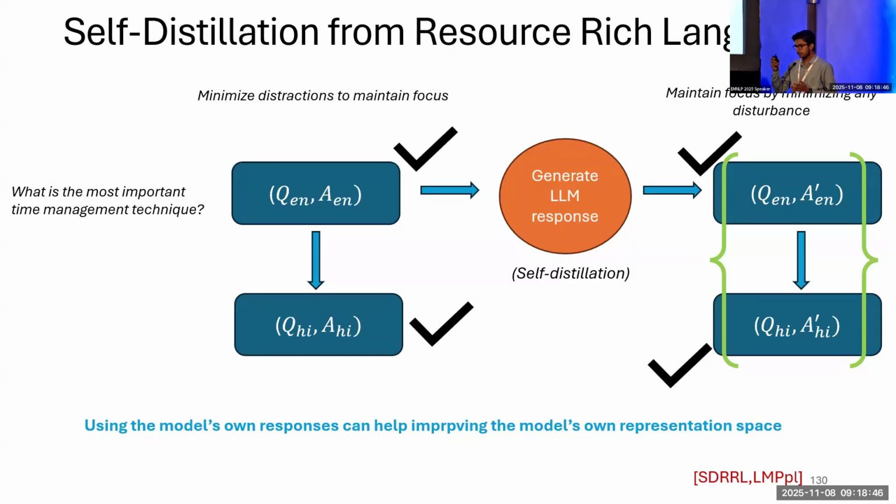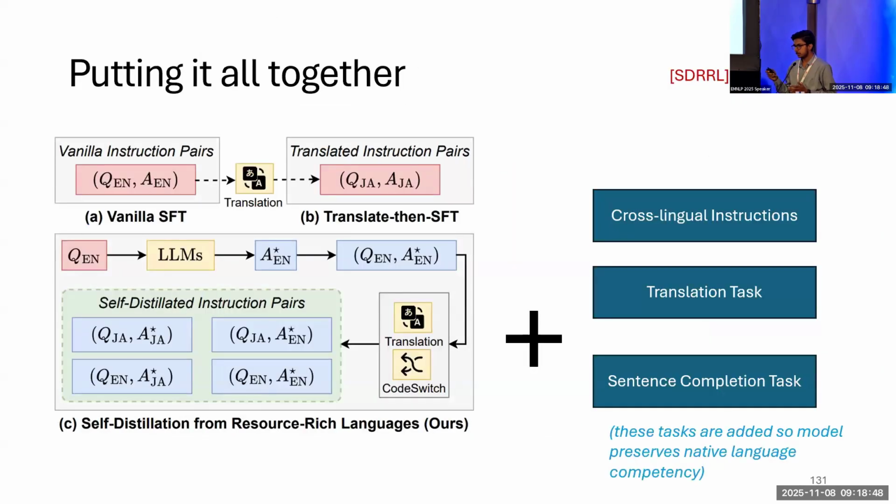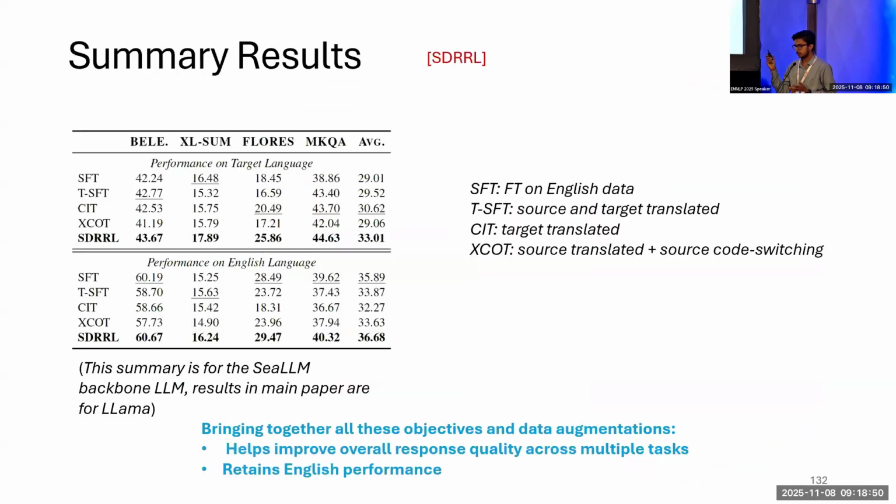So we saw all these methods. When we put all these together, let's see what happens. So you clearly see that combining all these methodologies significantly outperforms all the other methods like cross-lingual instruction tuning, cross-lingual thinking, and so on. And we see this for both English and target language. So English performance is still retained, which is important as we saw.